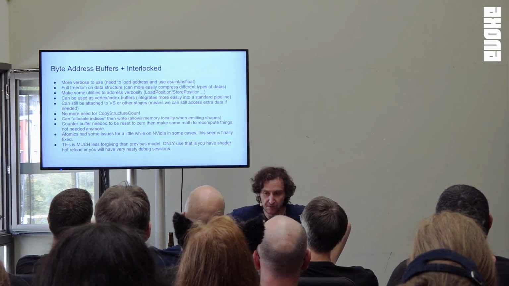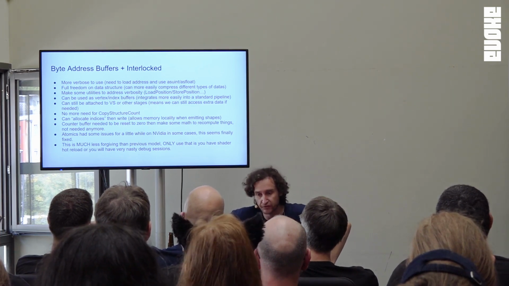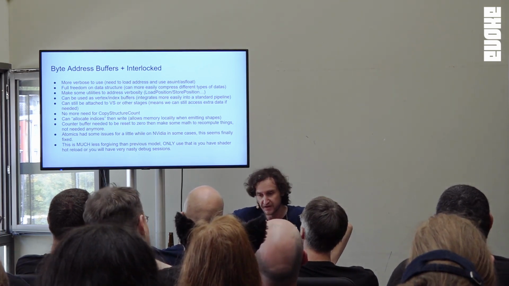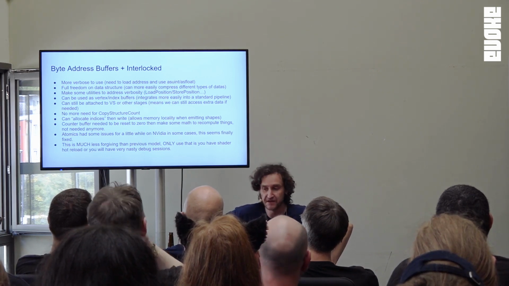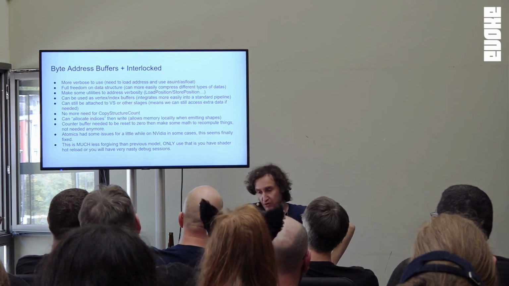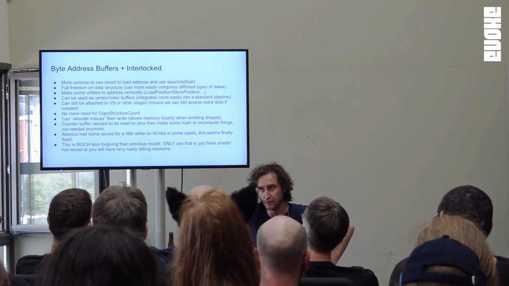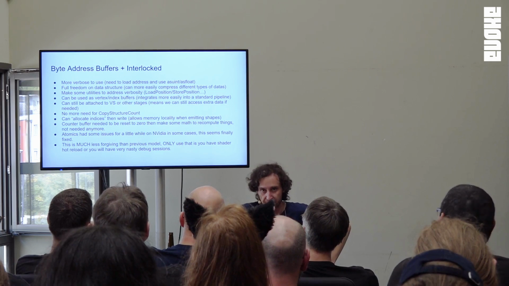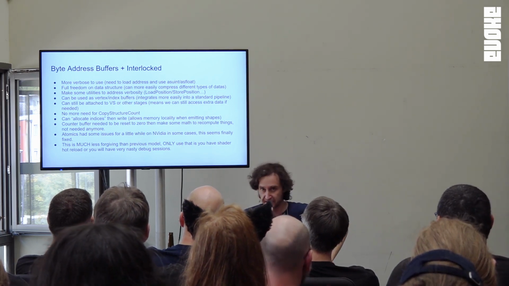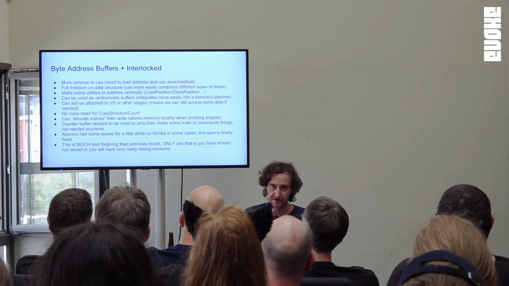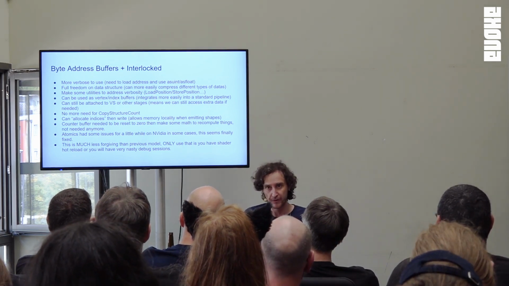We don't need copy structure count anymore, which is not completely horrible, but it's still a bit better. And it also means now we can allocate indices instead of pushing one by one. So for example, if I have a modifier which emits 5 triangles, I just say I need 5 triangles now. And that is a massive difference, because now I know these 5 triangles will be local in memory.